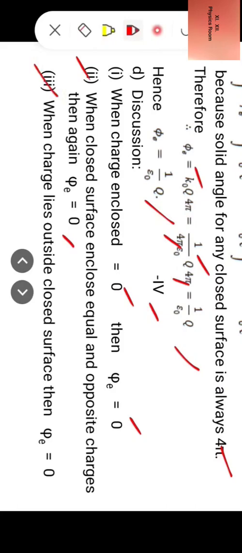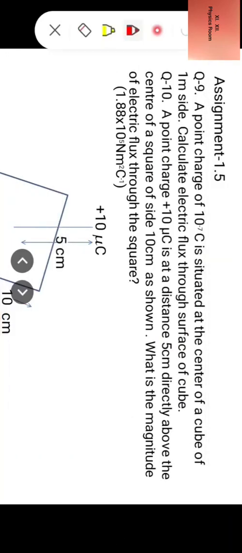The third case, when the charge lies outside the closed surface, then again the electric flux is 0, because the closed surface does not enclose any charge, which is the requirement of Gauss law. Now assignment 1.5 continued. Question number 9. A point charge of 10 raised to power 7 coulomb is situated at the center of a cube of 1 meter side. Calculate the electric flux through the surface of the cube.